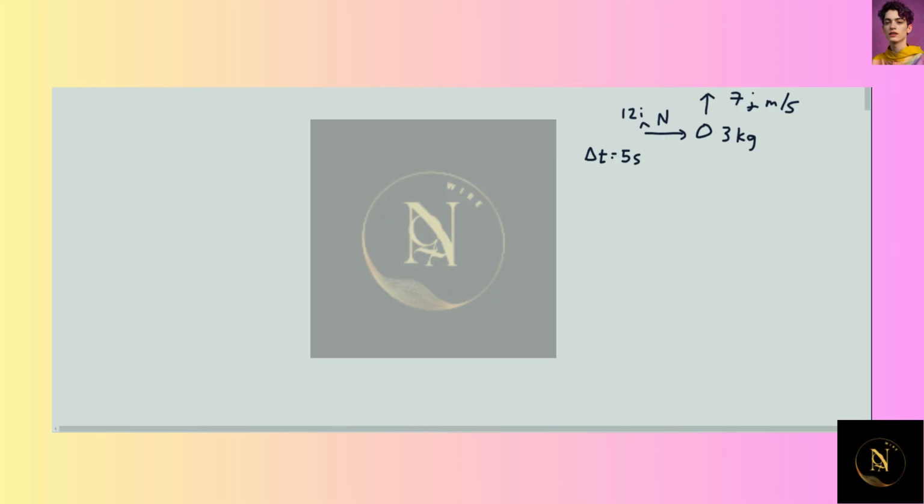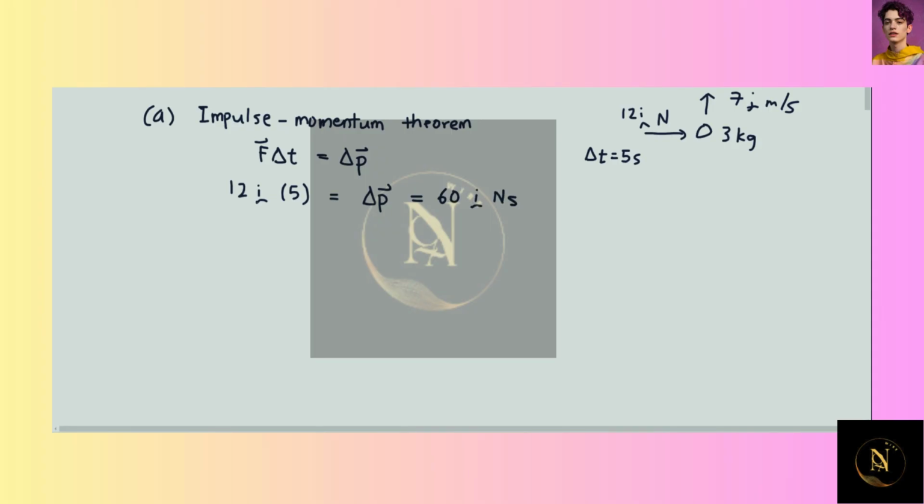In part A, we want to calculate the final velocity of the object using the impulse momentum theorem. The impulse momentum theorem is F times delta t equals delta p. So the force is 12i, delta t is 5 seconds, so this is delta p, and this is equal to 60i newton seconds.